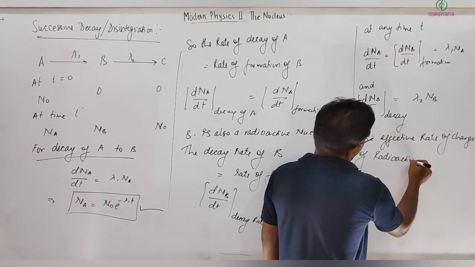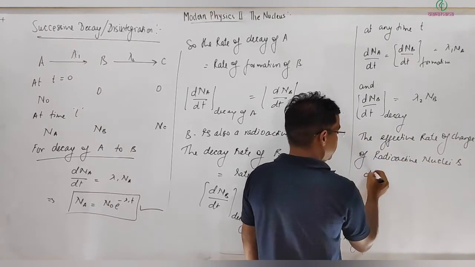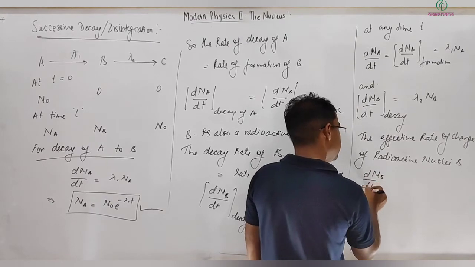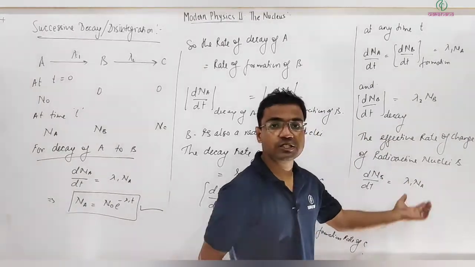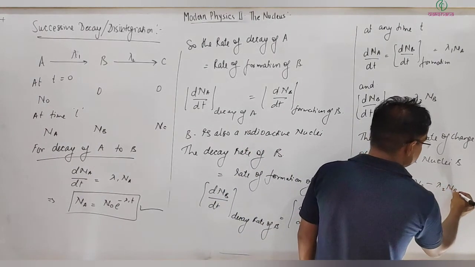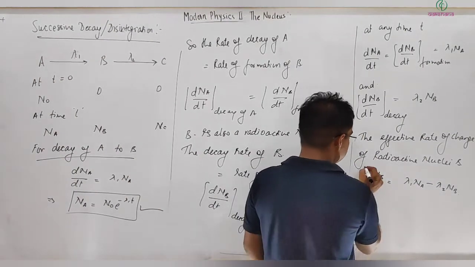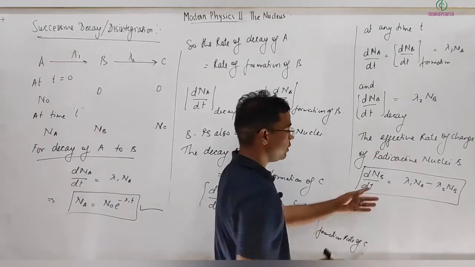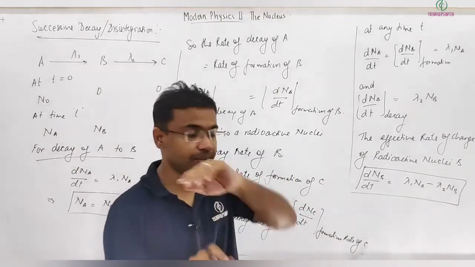radioactive nuclei B. This I can write: dNB by dt is equal to lambda 1 Na, which is the rate at which it is forming, and lambda 2 Nb, which is the rate at which it is decaying. So this is the effective rate of change of NB nuclei. I hope you are getting it. Simple thing.